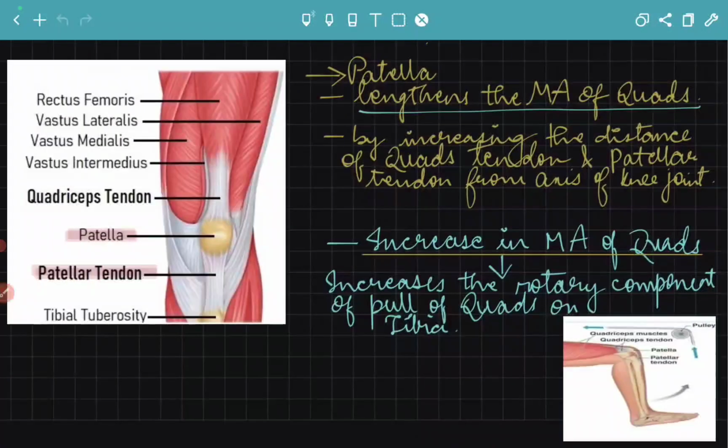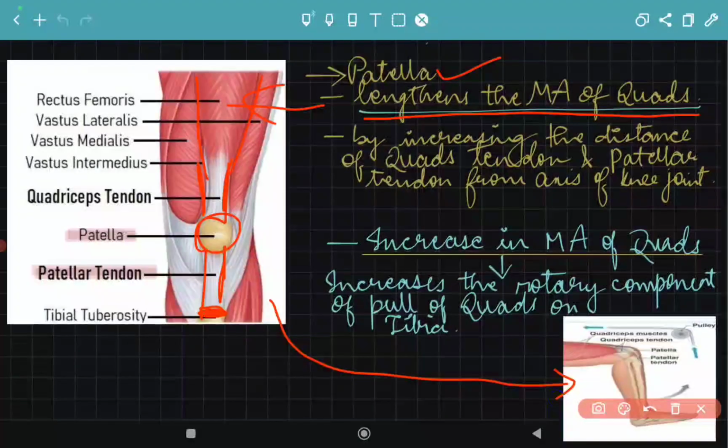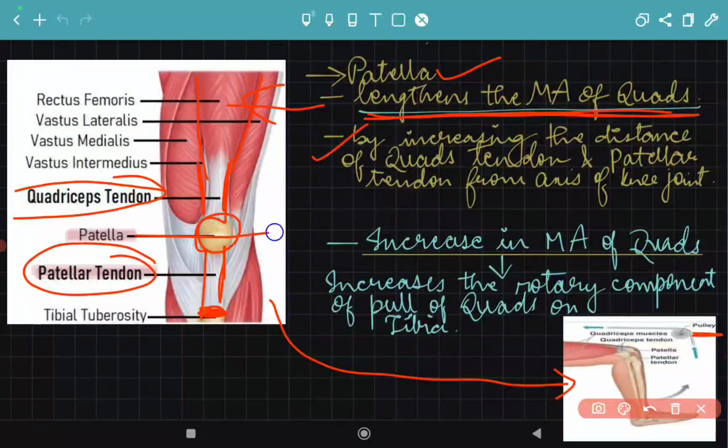of the quadriceps muscle. The patella acting as an anatomical pulley lengthens the movement arm of the quadriceps. The quadriceps muscle, by the quadriceps tendon, inserts at the patella, and then again the patellar tendon inserts at the tibial tuberosity. We have seen the same thing in this diagram, which we previously looked at: the anatomical pulley, which is the patella. So this will lengthen the movement arm of the quadriceps. How? By increasing the distance of the quadriceps tendon and patellar tendon from the axis of the knee joint.